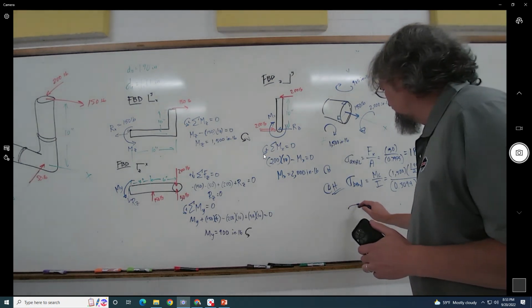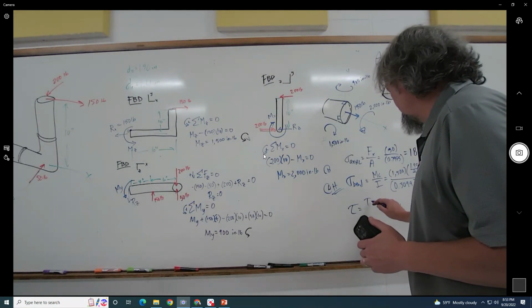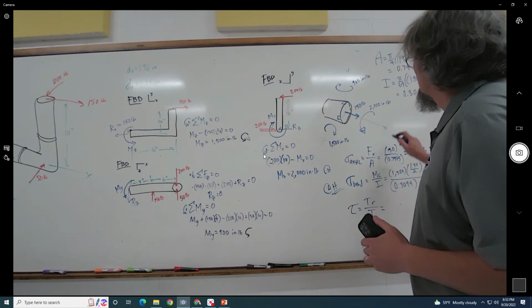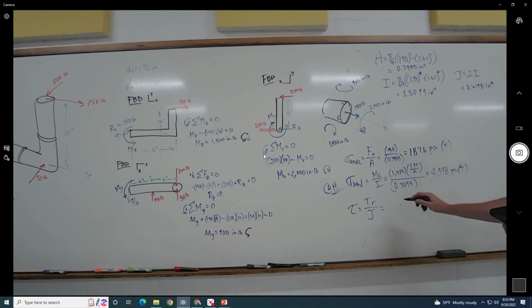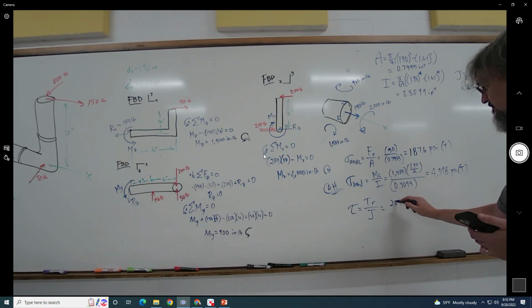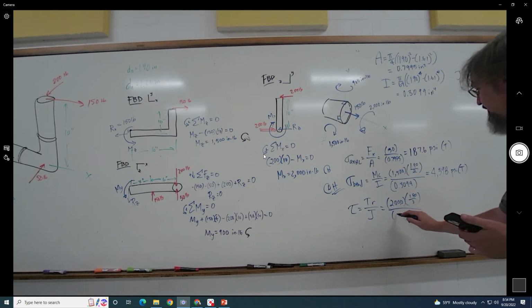And then the last one here, we get the torsion, just to see what we get, Tr over J. We know that J is very fortunately equal to 2 times I, so 0.3099 times 2, so 0.6198 inches to the fourth. So the torsion is 2,000. The radius is still 1.90 over 2, and we have 0.6198.